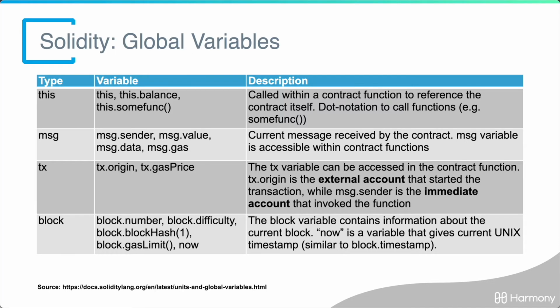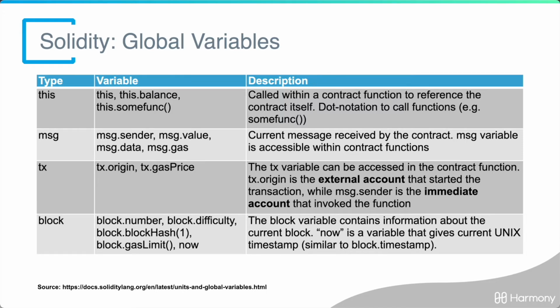There is this, which specifies the contract scope for which the function is executing. So you can use a dot notation to call functions, for example this.someFunction. You can also call this.balance to find out how much ether this particular contract has. You have the msg variable, which gives you information about the calling function and its scope. So msg.sender is who was the sender of that message.